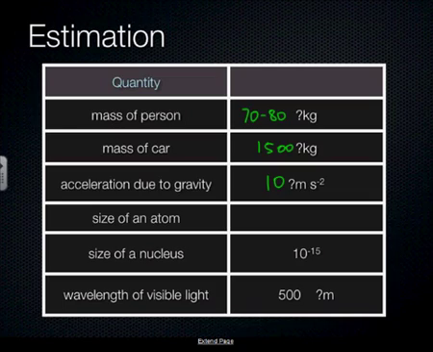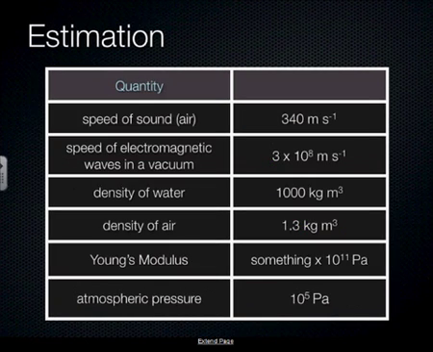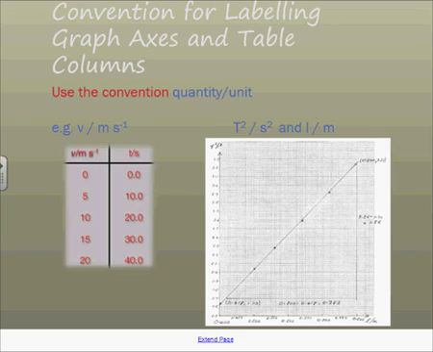Size of an atom: the size of an atom is about 10 to the -10, so pretty small, but then the nucleus is even smaller, 10 to the -15. Wavelength of visible light: something you need to remember is actually the spectrum, but that's later in the year. But for now, it's around about 500 nanometers. See, there's plenty of estimates to know. Speed of sound, estimate 340. Speed of electromagnetic waves, 3 times 10 to the 8. Density of water, 1,000. Density of air, probably say 1 would be acceptable; 3 is probably a bit too precise. Young's modulus, something times 10 to the 11 pascals. And atmospheric pressure, about 10 to the 5 pascals.